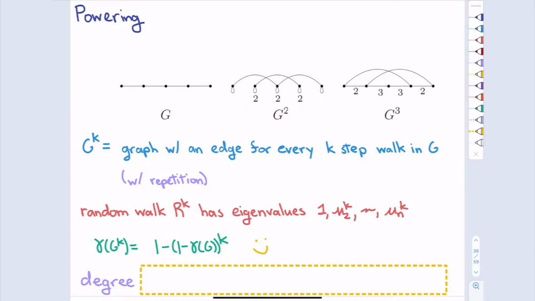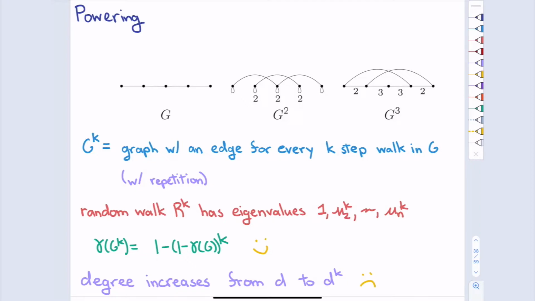Okay, what is the degree of this graph? If G was regular, was degree D, so every vertex had degree D originally. What is the degree of G^K, the kth power of G? Yeah, D to the K, because each walk had D choices, D choices, D choices, D choices. Okay. So that's what we're really paying. So the improvement in the spectral gap is fantastic, but the degree goes up. And that's the issue.